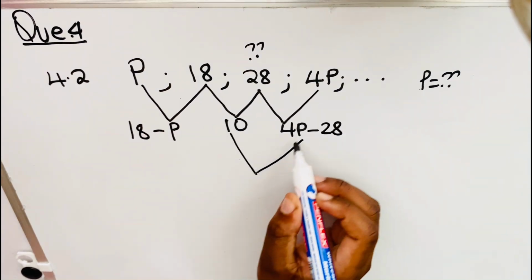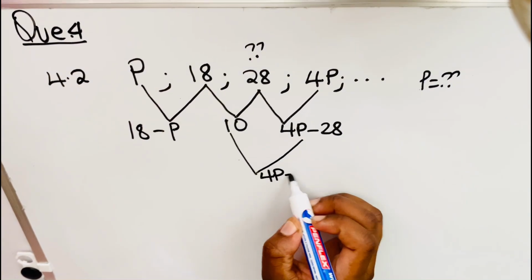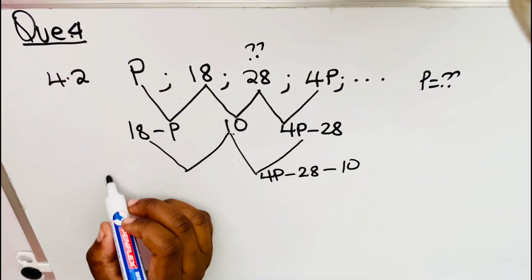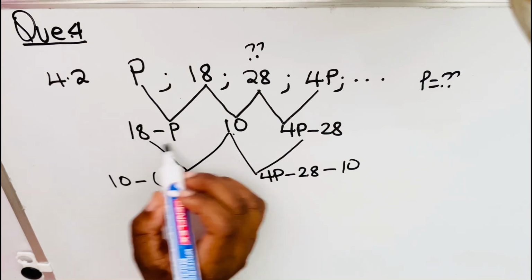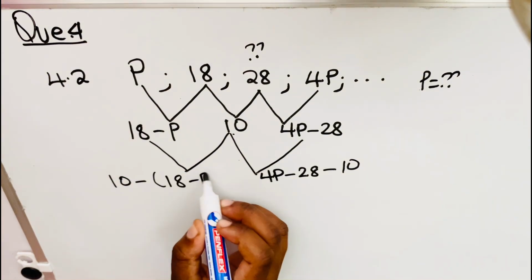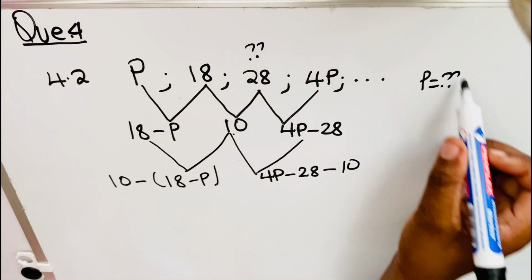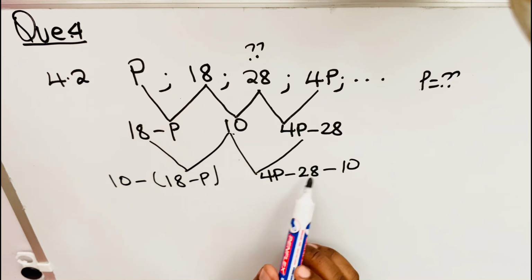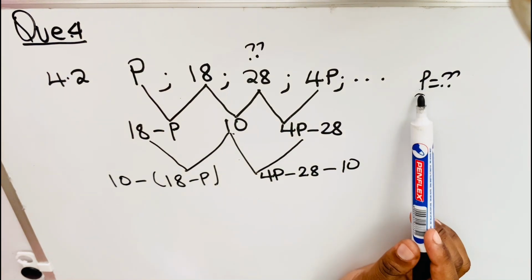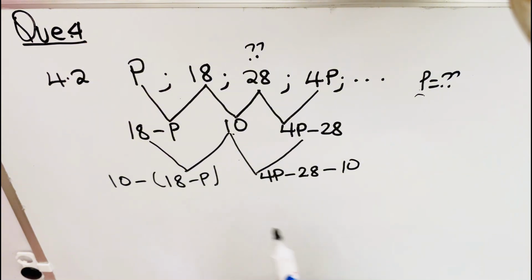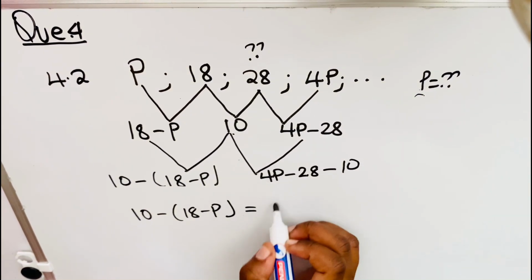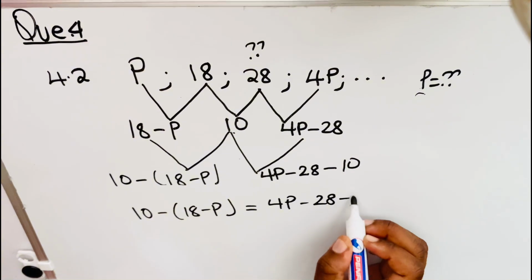Moving on to the second difference. The second difference will be 4p minus 28 minus 10, and 10 minus, in brackets because we are subtracting two terms, 18 minus p. Then how do we find the value of p? What you know is that in the second difference, the values are equal. So to find p, we equate the second constant difference: 10 minus (18 minus p) equals 4p minus 28 minus 10.